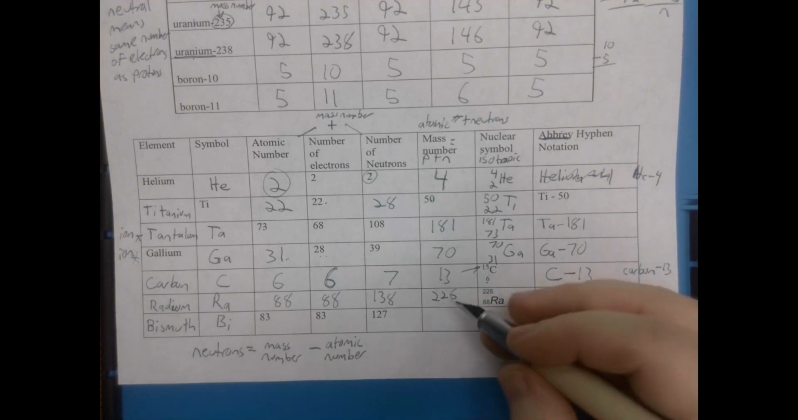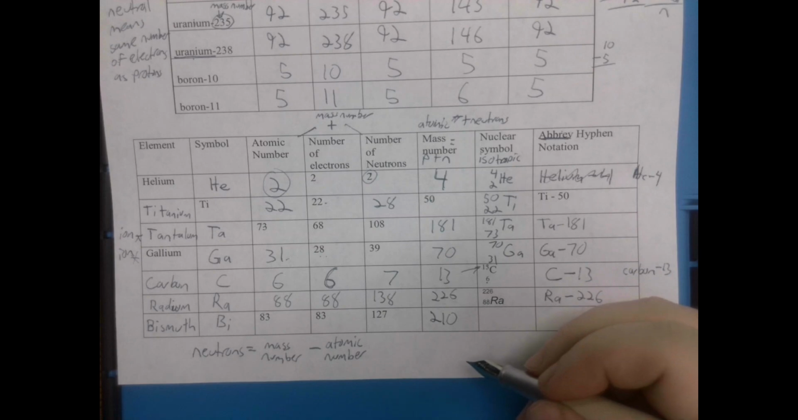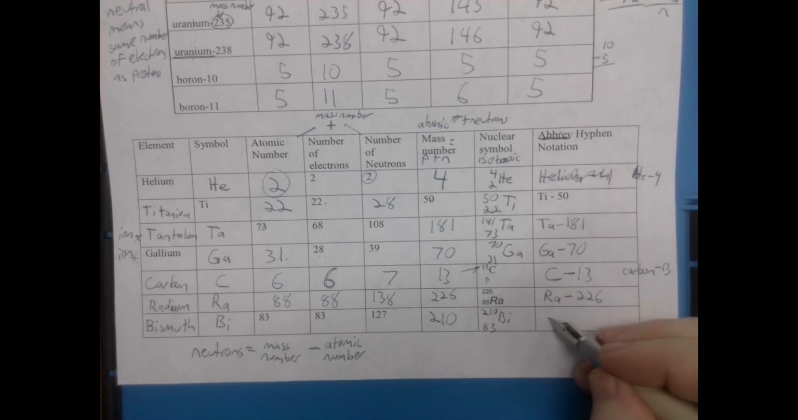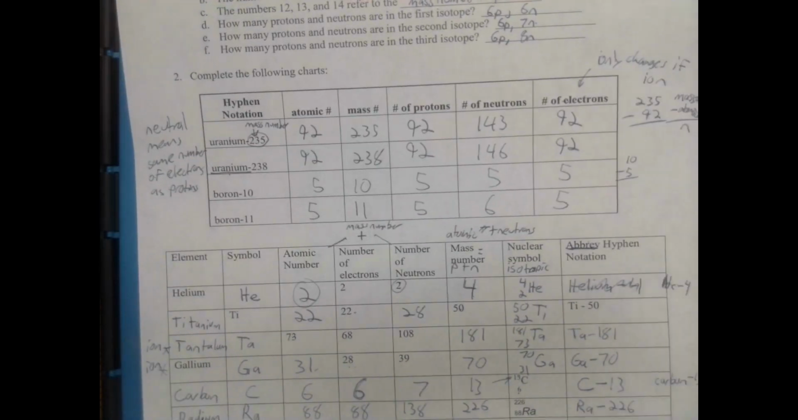The mass number is 210. So what would be the symbol? Bi, with 210. Make sense? Very easy.